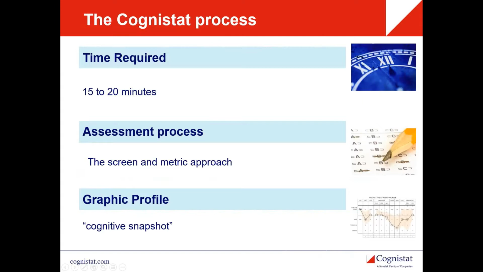It is a rapid tool which takes about 15 to 20 minutes to administer. And that is because we have a different approach, which we call the screen and the metric approach. Each section begins with a short but demanding question of a particular ability area, which we call the screen. If the patient has no difficulties answering the question, we move on to the next section.